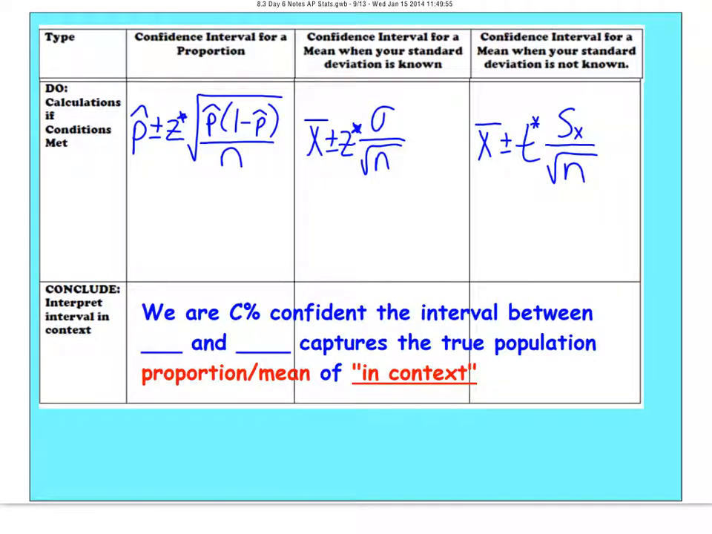Remember, for all of these, you do have a calculator method you can use. If you do that, make sure you state the mean and standard deviation for all three. In particular, when you do the T interval, you must also show your degrees of freedom, which is n-1. And then they all wrap up the exact same way for the conclusion. Make sure you state it in context, and clarify whether we're talking about the proportion or the mean.